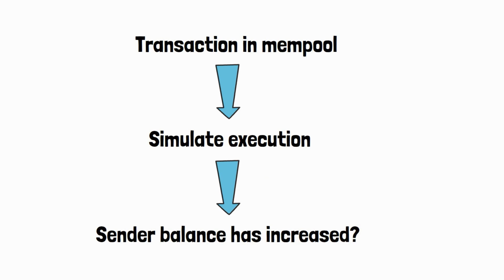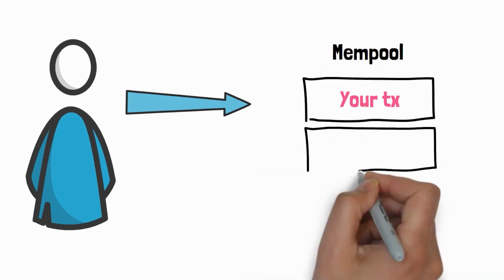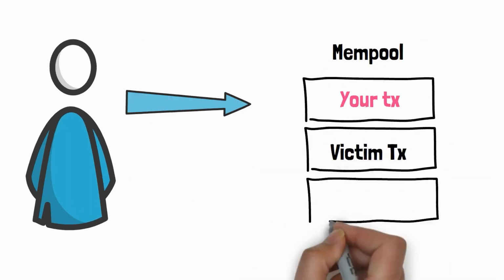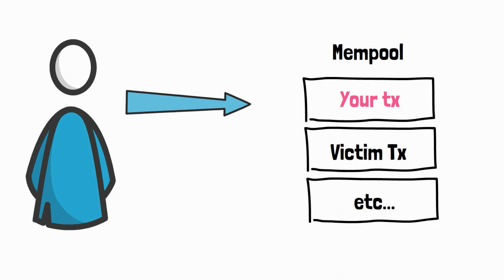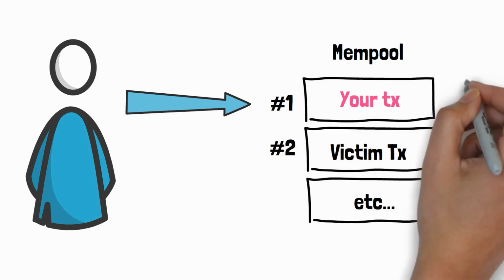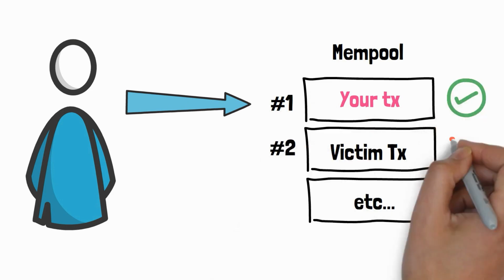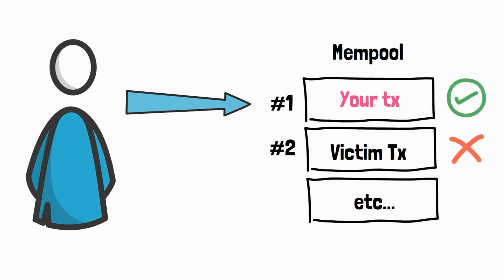You just need to know that it's profitable. The next step is to send the same transaction, but from your own address with a higher transaction fee. Since miners prioritize transactions with the highest transaction fees, your transaction will be included before the victim transaction. Your transaction will succeed and you will make money. But the victim transaction will fail because you already took the money.